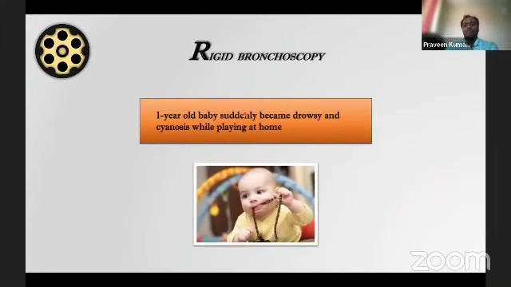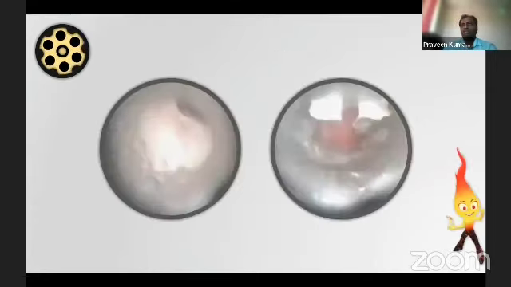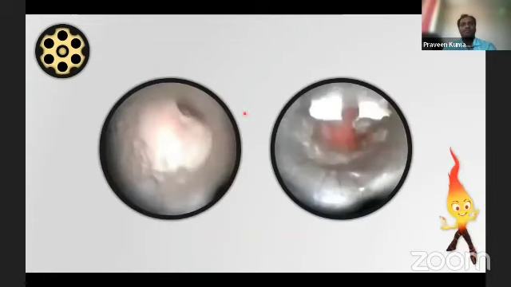So again, it's a 1-year-old baby. While playing, suddenly it becomes drowsy. And within a matter of minutes, the patient becomes drowsy and cyanosed. The patient was brought to the casualty. The distance from home to the hospital was around 100 kilometers. When the patient reached the casualty, the patient almost had an impending cardiac arrest.